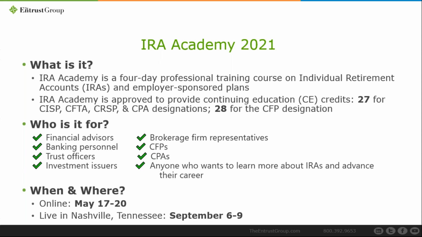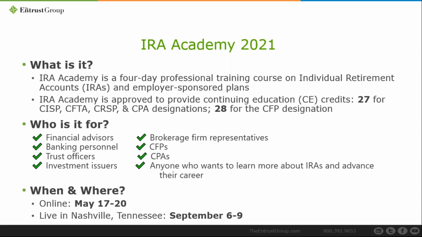That is a little bit of a typo on the PowerPoint. CTFA and CRSP are designations through the American Bankers Association as well. Along with that, the Certified Financial Planner designation, as well as CPAs, Certified Public Accountants. One of the things I'm not seeing in the PowerPoint is enrolled agents, but for the IRS, they are also able to get continuing education credits for the IRA Academy.